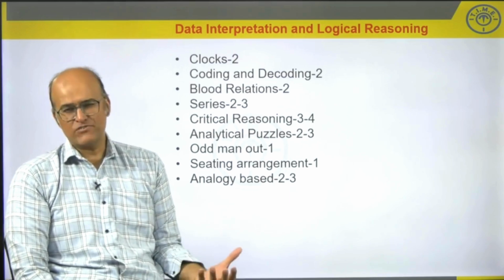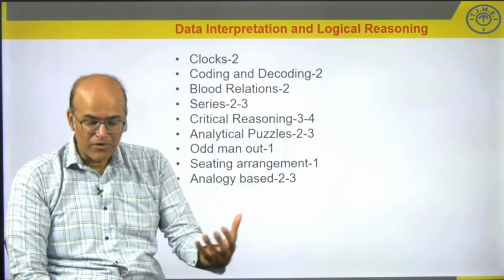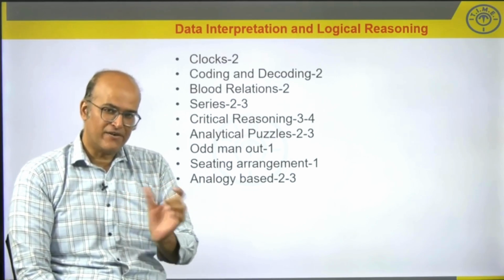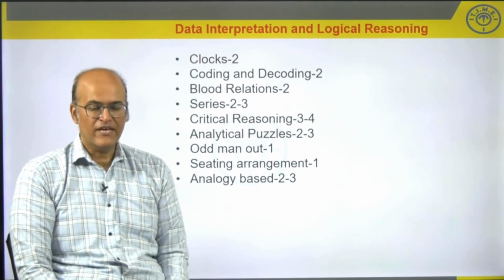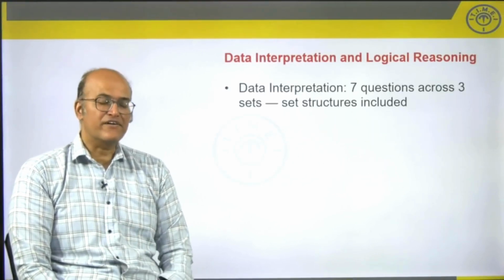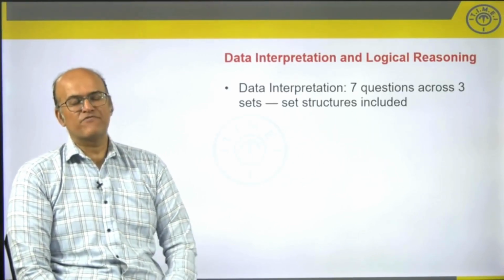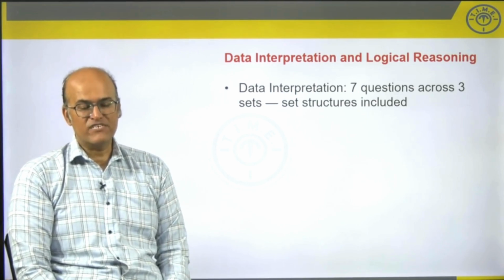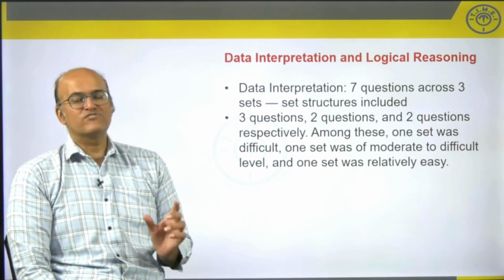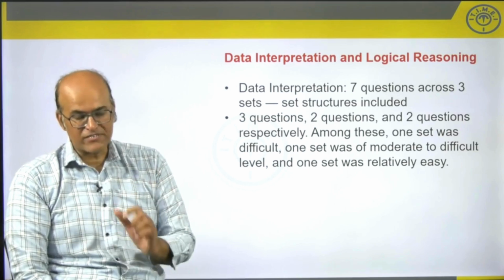So this is all based on the feedback that one has received from the students. That's the reason wherever they gave feedback like 2 to 3, we have mentioned 2 to 3. Then of course, there were also questions based on data interpretation. 7 of them appeared from DI. In fact, there were 3 sets where data interpretation questions were there. One set had 3 questions and the other 2 sets had 2 questions each.